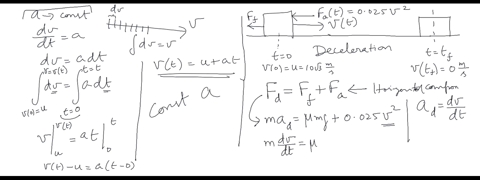Yes, uncle. Mu mg plus 0.025 v squared. So now we know the m value, we know the mu value numerically, and we know the g value. So this is simply between the v and the time, right? Yes, uncle. We captured that. This is what you should have thought about and used rather than using this one, because this is valid only if the a is constant. You catch that? Is it okay? Yes, uncle.